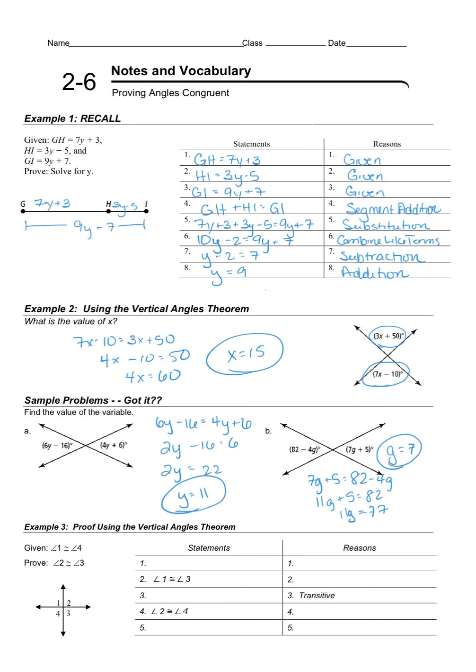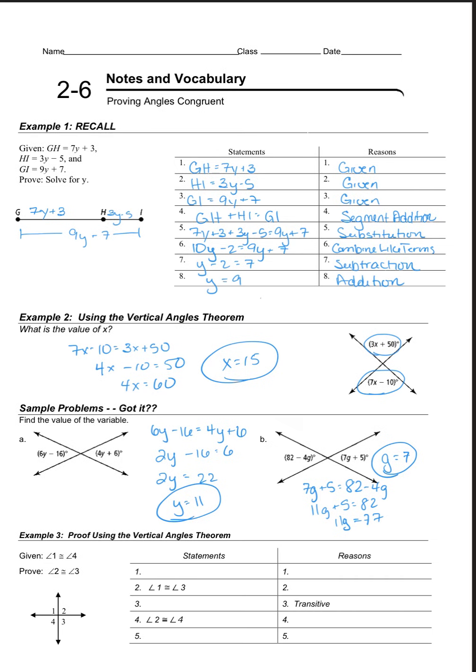All right, so hopefully you were able to get y was 11 for part A. So we just set the two things equal to each other. You subtracted the 4y, added the 16, and then divided, and you got y was 11. Part B, again, we set them equal to each other. You just added the 4g, subtracted the 5, and then divided. So pretty straightforward on that one as well.